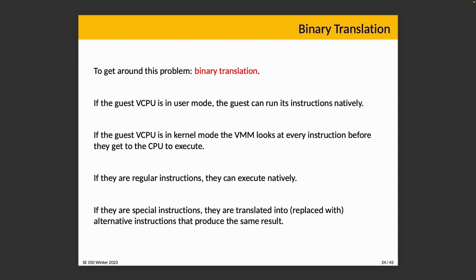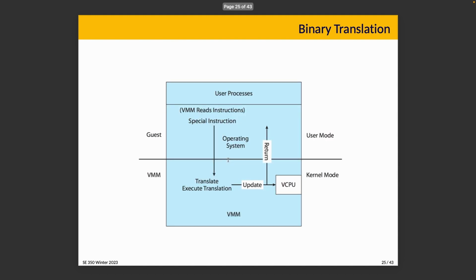That's complicated, and it is a little bit slow, but it is doable. So when the special instruction is issued, we will translate it, we will execute the translated version, and then we will update the state of the VCPU, and then we return to user mode. So we get there by the same route, even though there is a bit of a detour, right? We do have a performance decrease as a result of having to examine and replace these instructions and determine what to do in that situation.